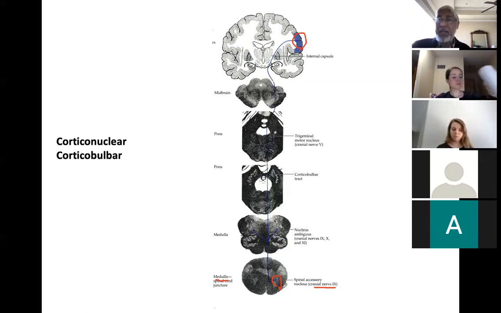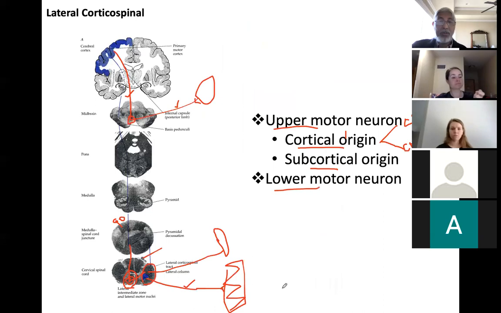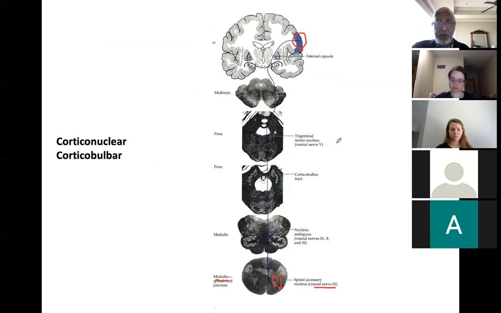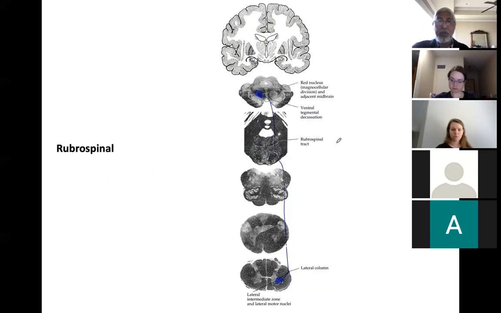So do you remember I said upper motor neuron can have cortical origin or they can have subcortical origin? Look at this one. So upper motor neuron can have two origins, cortical origin, right? Cortical origin includes two, corticospinal and corticonuclear, right? Now let's see what this one is. This is another tract. I will talk about this tract not today. Just take it as a fun.